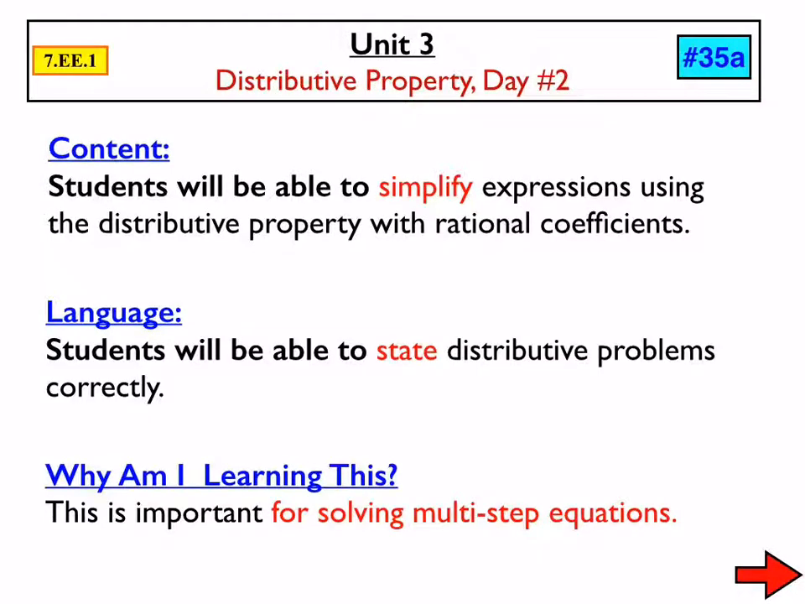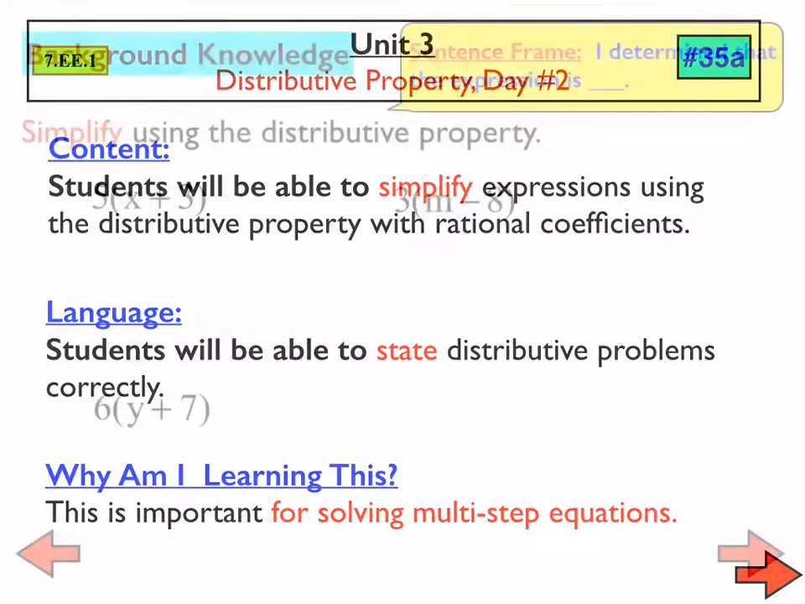Today, lesson 35A, day number 2 of the distributive property, and it's really just an extension of yesterday. Yesterday, I restricted all of the problems to integer values. Today, we're simplifying expressions using the distributive property with rational numbers or rational coefficients. Today, we're going to continue to work on stating distributive property problems correctly, like 3 times the quantity of x minus 2.3. So this should go pretty quick, simply because it's the same thing we did yesterday, except with decimals and fractions involved. So let's go ahead and get started.